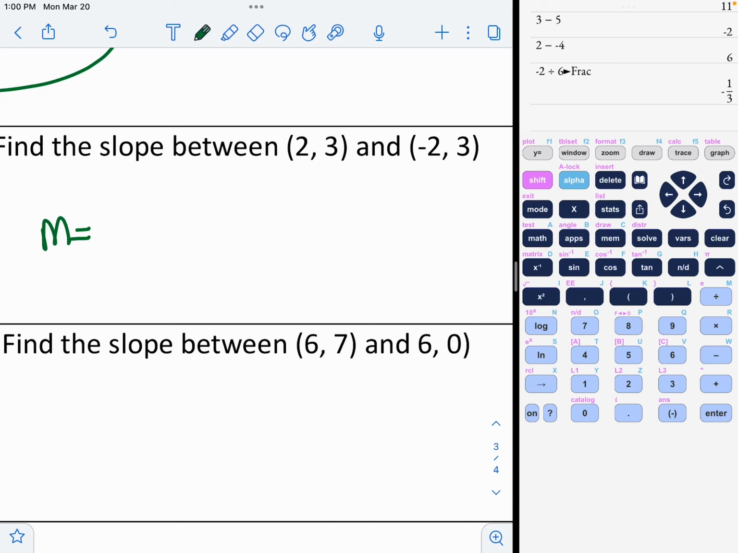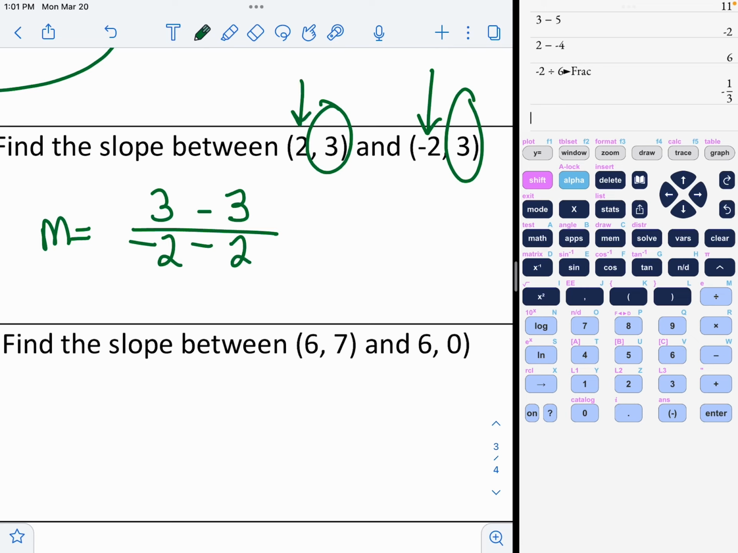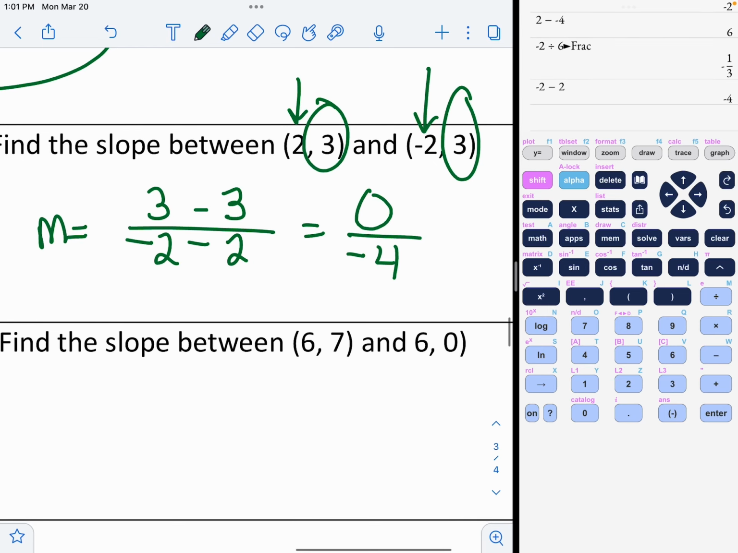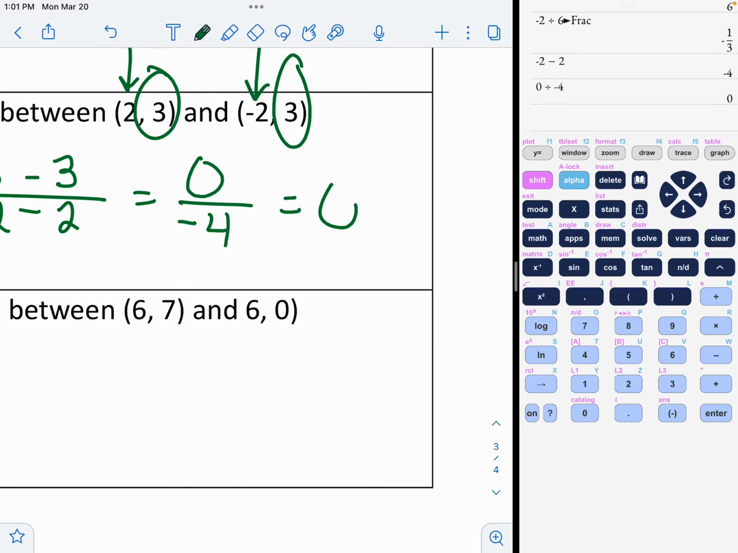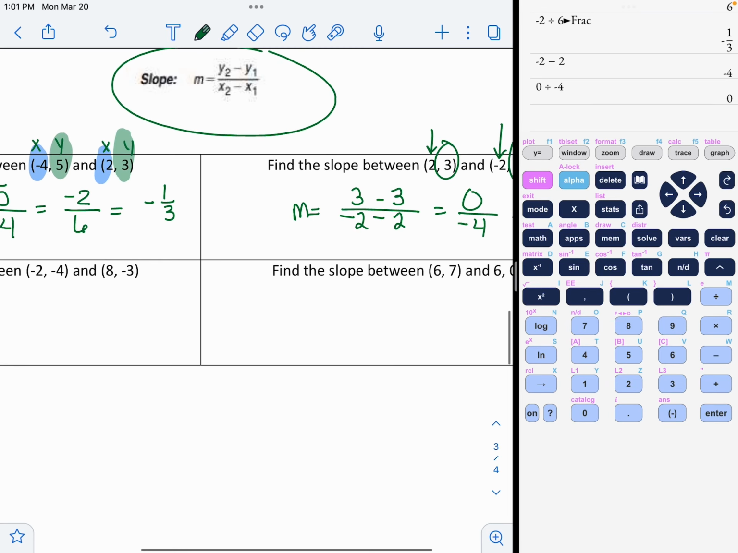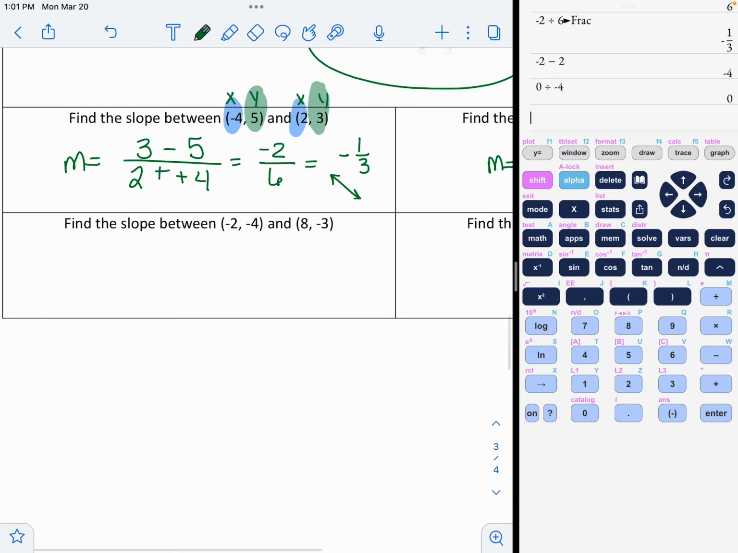Okay, so this one is boom, boom, boom. I always set it up like that. 3, take away 3. Negative 2, take away 2. That's going to be 0 over negative 2 take away 2, which is not 0. It's negative 4 on the bottom. But 0 divided by negative 4 is, in fact, 0 itself. A 0 slope would look like this on a graph. Just so you know, a negative 1/3 slope would look like this on a graph: down 1, right 3, down 1, right 3.